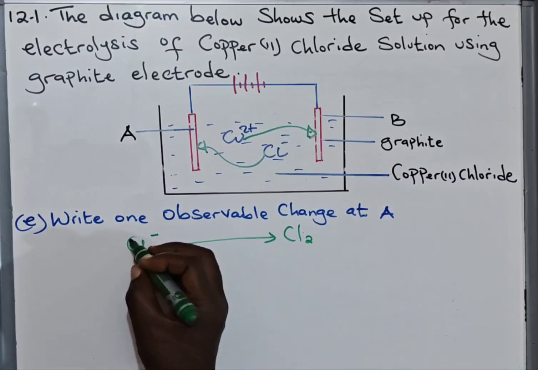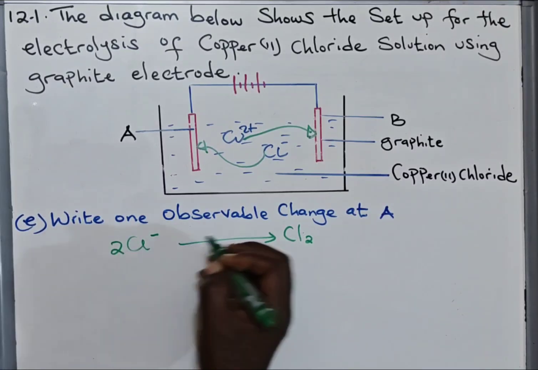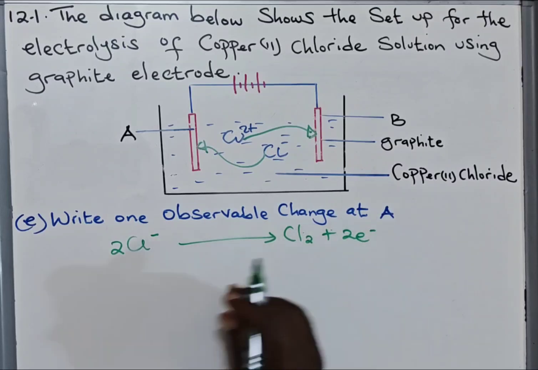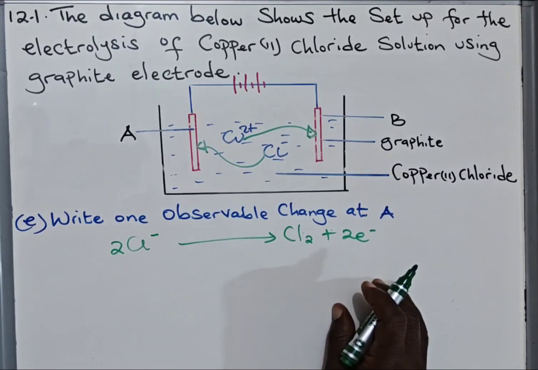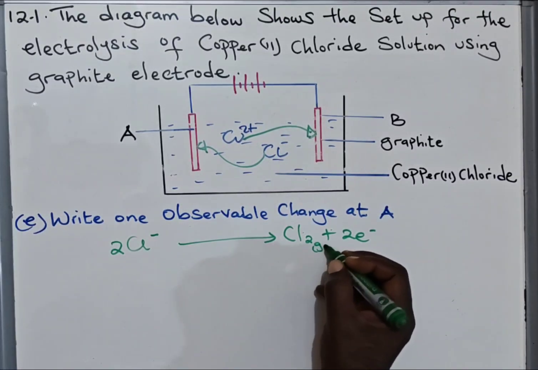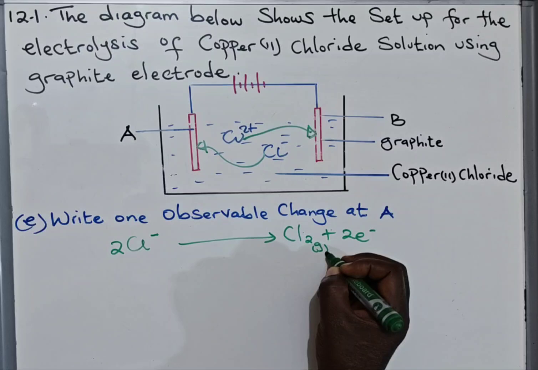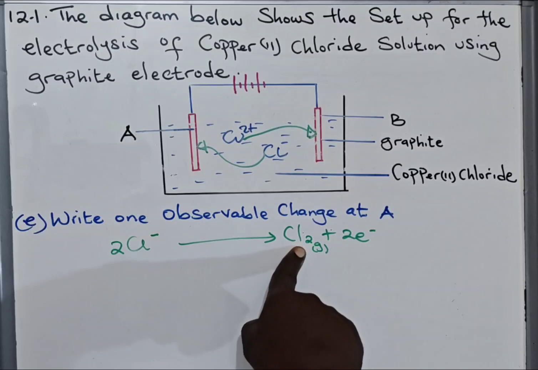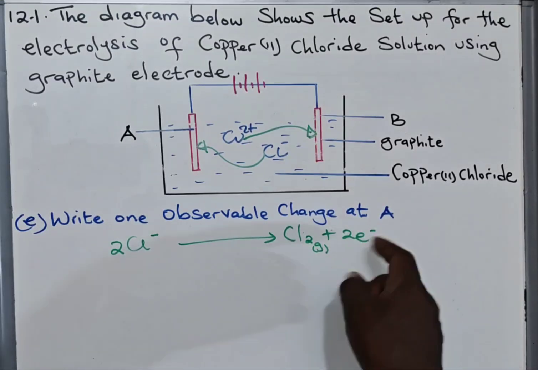To proceed with this, you have to make this one balanced. So we have 2 electrons involved. This is the reaction which took place at A. It's an oxidation reaction. And we have to know that this is gaseous in nature. And that's the observation. So what's the observation? This gas forms at A.